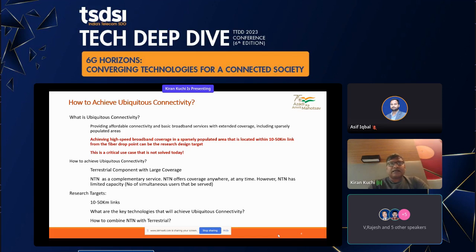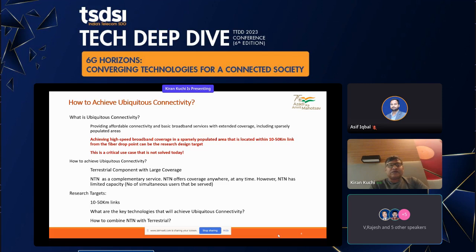But at the same time, there has to be a research target for technology development. So I personally have set a particular target for my own research, which I will explain in the subsequent slides. The text highlighted here says that we intend to achieve high-speed broadband coverage. Well, we can define the speed as we move along. In a sparsely populated area located anywhere from 10 to 50 kilometers from the fiber drop point. This is my own research target. I think it's a fairly ambitious one, and you will see some evidence that this is possible, at least from a research standpoint, based on the studies conducted so far. We probably need to do more studies and experimentation to ensure that these research targets are achievable.